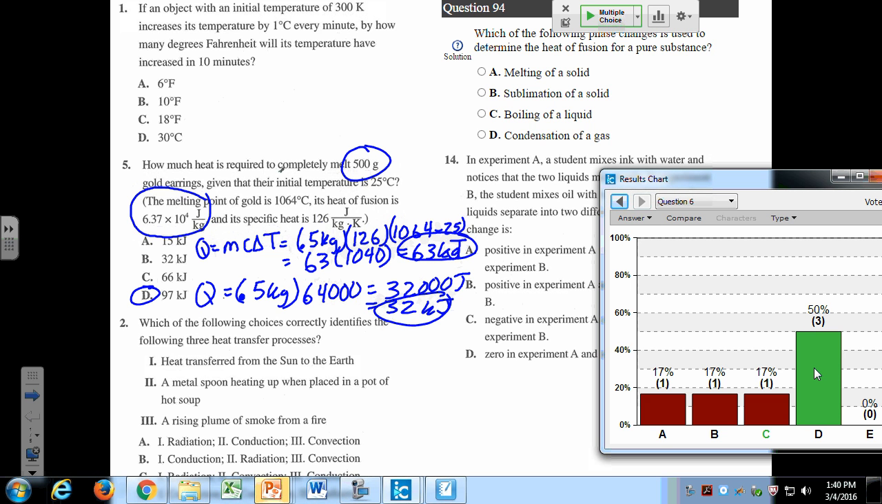It's a good basic calorimetry problem, but also with this change in phase. I first have to figure out the heat required to change its temperature, and then the heat required to change its phase. So D is the right answer.